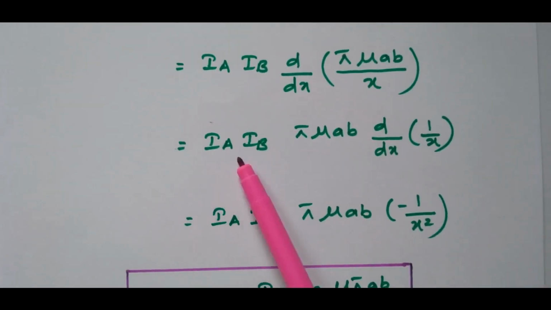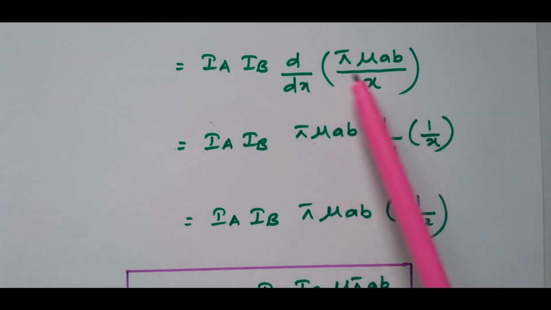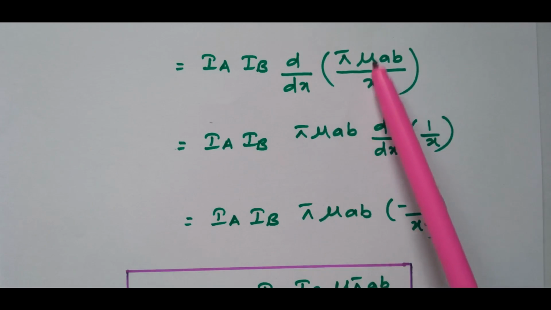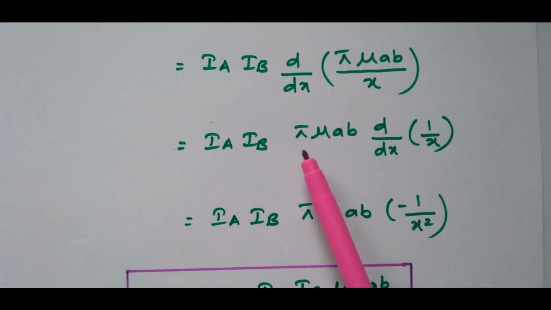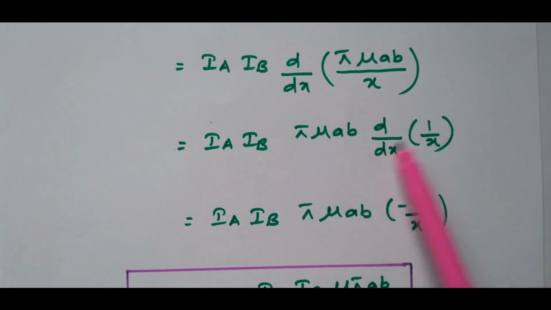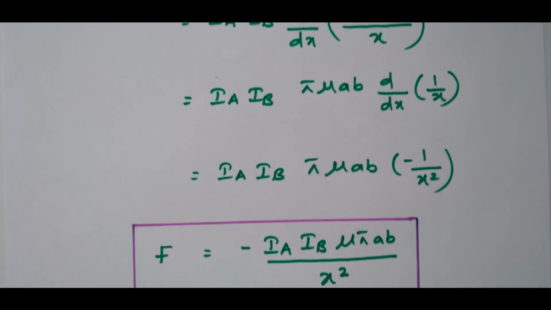So IA, IB, pi, mu, A is constant. Only what we have? d by dx of 1 by x. We need to differentiate only 1 by x. Pi mu AB is constant. What is the differentiation of 1 by x? Minus 1 by x square. So IA IB mu pi AB into the differentiation of 1 by x is minus 1 by x square.